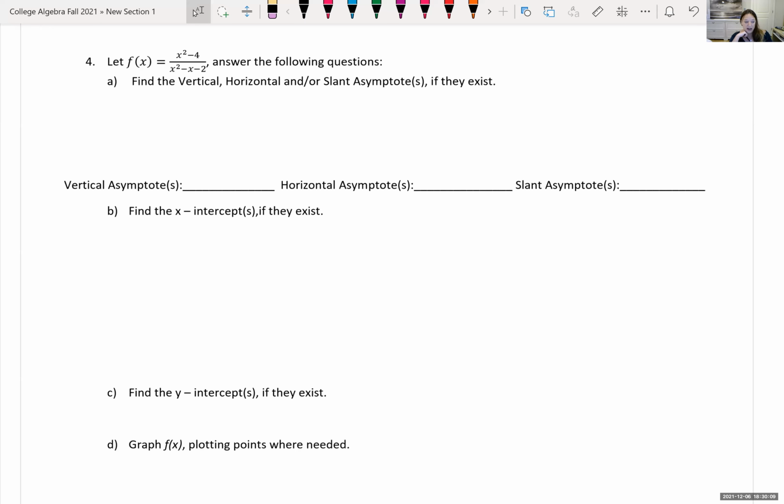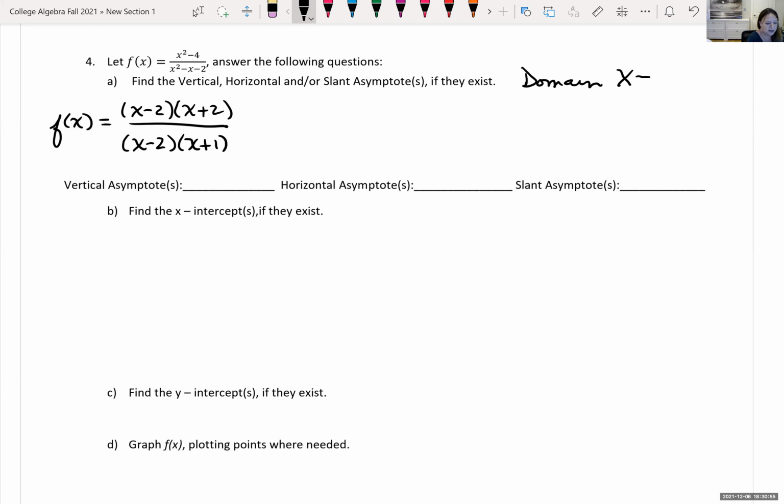Okay, so the next problem, we have a rational function and we want to figure out what our vertical and horizontal asymptotes are. Our rational function is f of x equals x squared minus 4 all over x squared minus x minus 2. So to figure out what our vertical asymptotes are, we want to factor both our numerator and our denominator. Factoring our numerator, it's a difference of squares, factors as x minus 2, x plus 2. It doesn't matter the order. And then I notice x squared minus x minus 2 also factors as x minus 2 all times x plus 1.